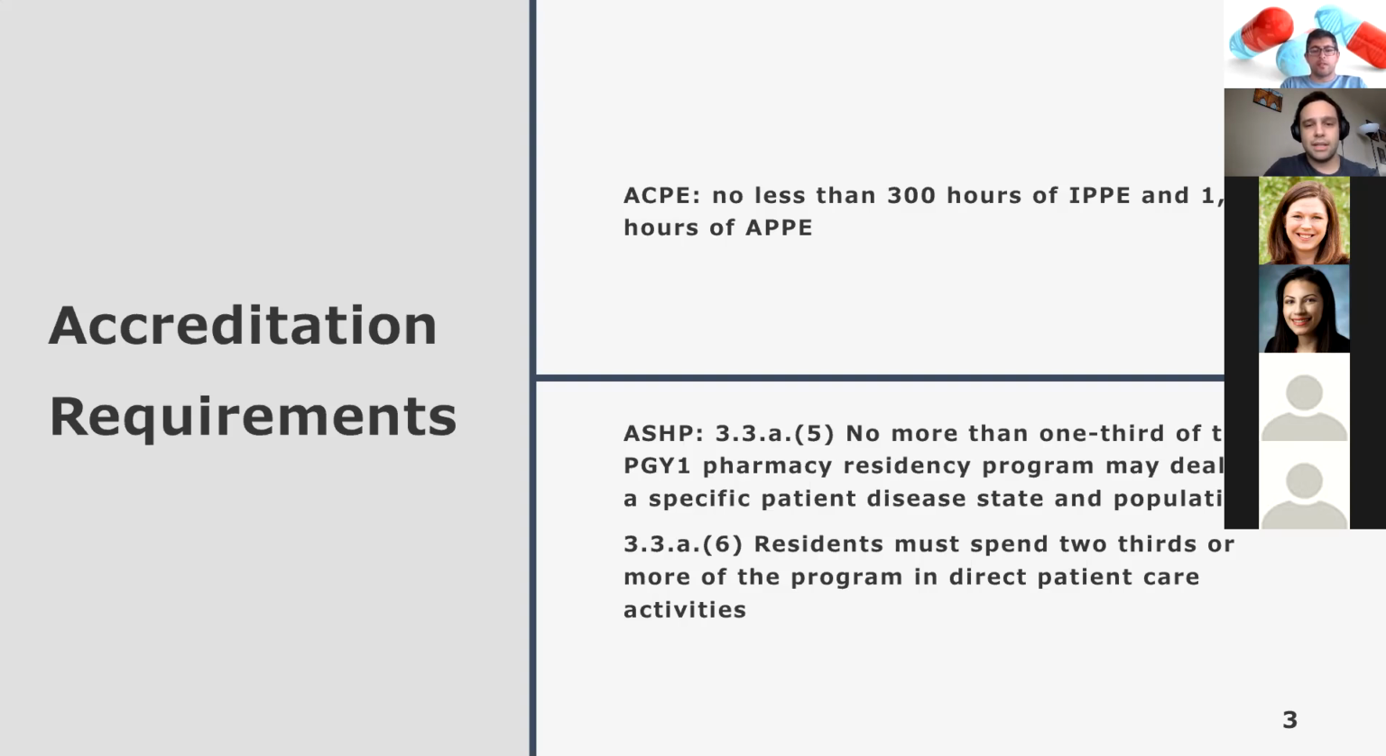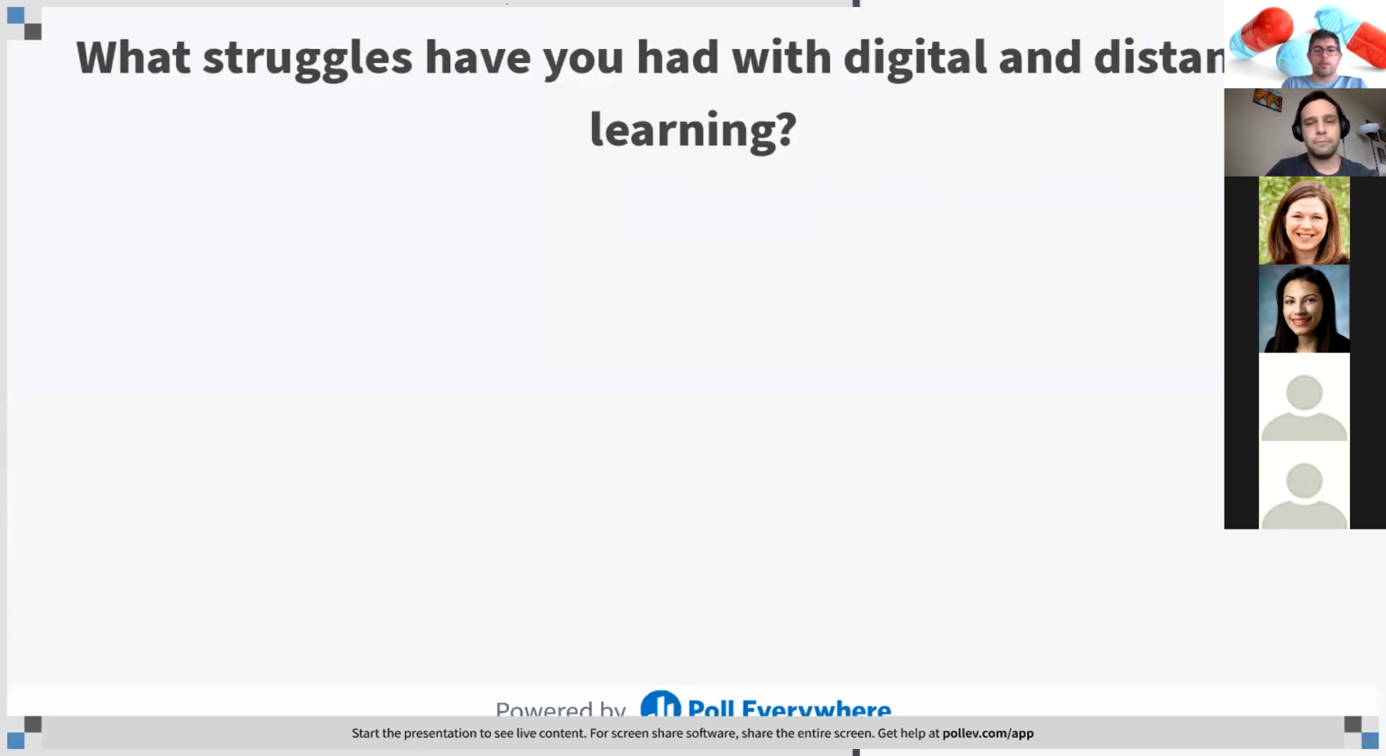And then ASHP states that no more than 1/3 of a PGY1 pharmacy residency may deal with a specific patient disease state and population, and that residents must spend 2/3 or more of their program in direct patient care activities. There are some examples that ASHP has provided in light of the pandemic, and we'll talk about those later. But again, I want you to note here that it only specifies dealing with specific patient populations and diseases, as well as 2/3 in direct patient care activities. But there's no real stipulation of what the definition of direct patient care activities is. So that's sort of left up to the interpretation of the reader.